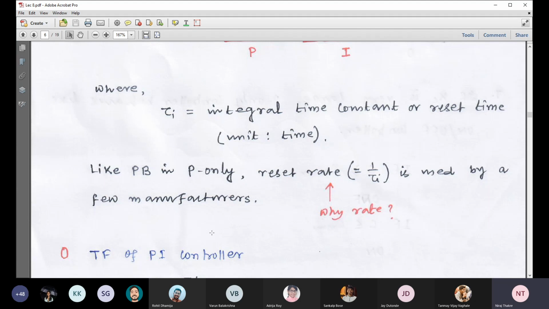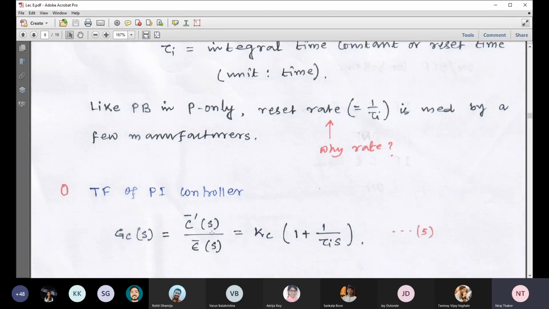Yeah, can you find the transfer function for the PI controller? I have shown how to find it for P only. Sir, it is Kc into tau I s plus 1 upon tau I s. Tau I s plus 1 upon tau I s. Yes. Roll number? 19CH30008. Correct. The transfer function is like this.